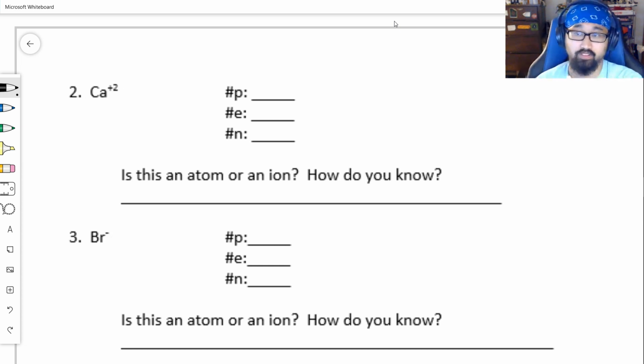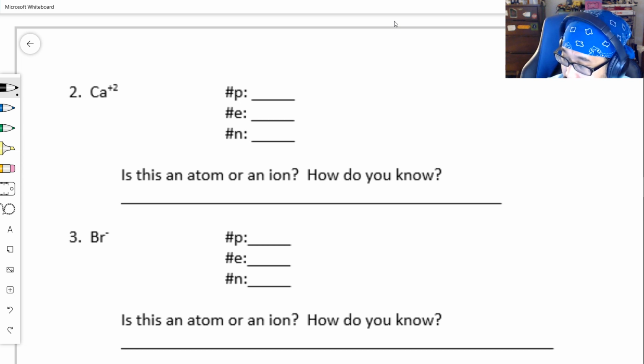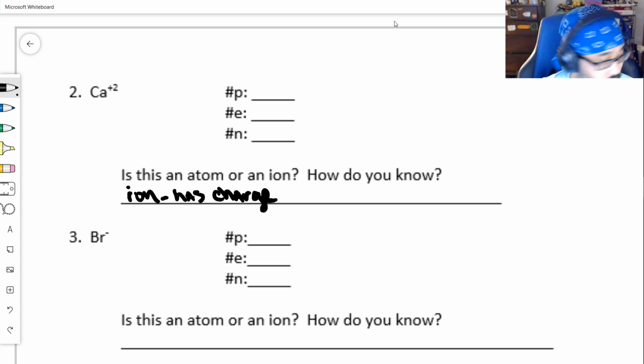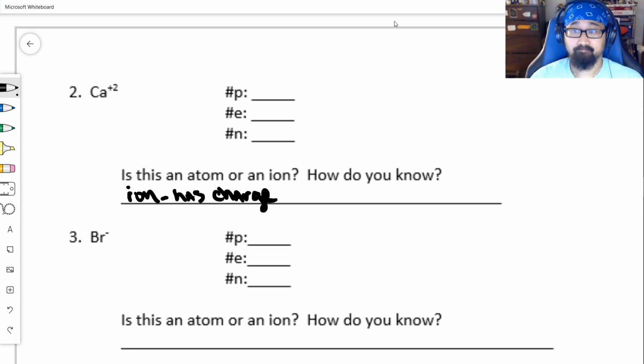Well, the first one on this page, which is number 2. So calcium plus 2, is this an atom or an ion? This is an ion because it has a charge. Easy enough, right? I've answered 1 out of 4 things. Notice that the order of protons, electrons, and neutrons here has changed. It's not for any particularly specific reason. Let's just make sure you're paying attention.